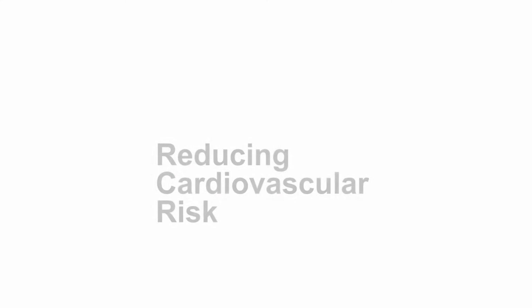Now, sometimes this narrowing in the artery actually ruptures, and the rupture of the fatty lump in the artery blocks the artery, and that can cause a heart attack. So a heart attack is a blockage in a coronary artery causing permanent damage to the heart muscle, and angina is just a limitation of blood flow to the heart.